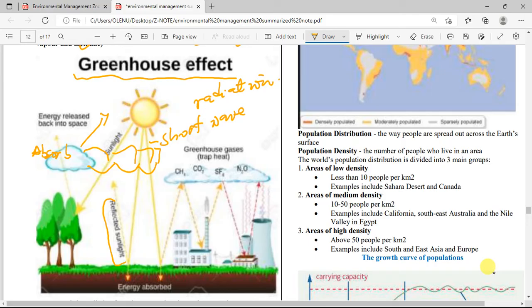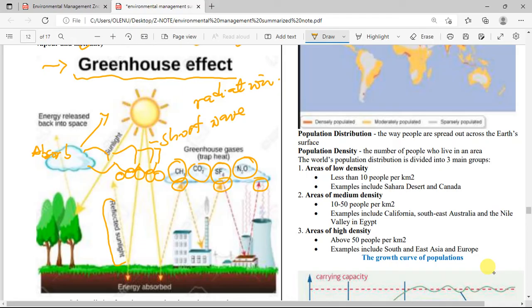This radiation goes back to outer space without any interference. But what the greenhouse effect now does is this: methane, carbon dioxide, chlorofluorocarbons, sulfur fluorides, and nitrous oxide are gases that are now trapped inside the atmosphere. Now, as the earth and materials on the earth's surface release this energy from the ultraviolet radiation that it absorbs, that is reflected back to space, these gases will now trap them.